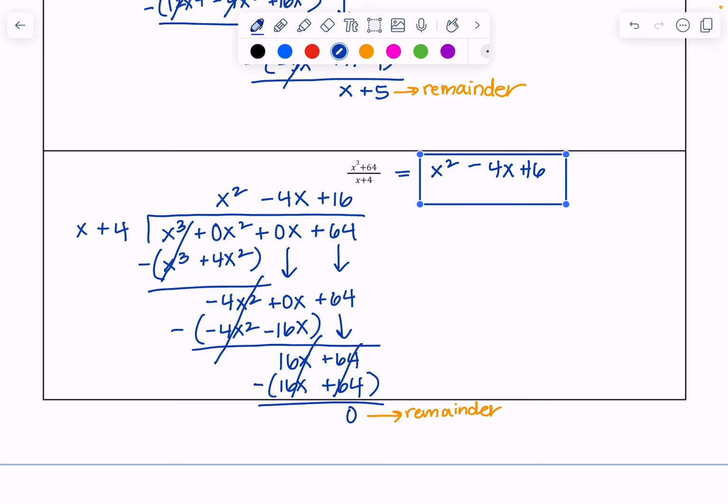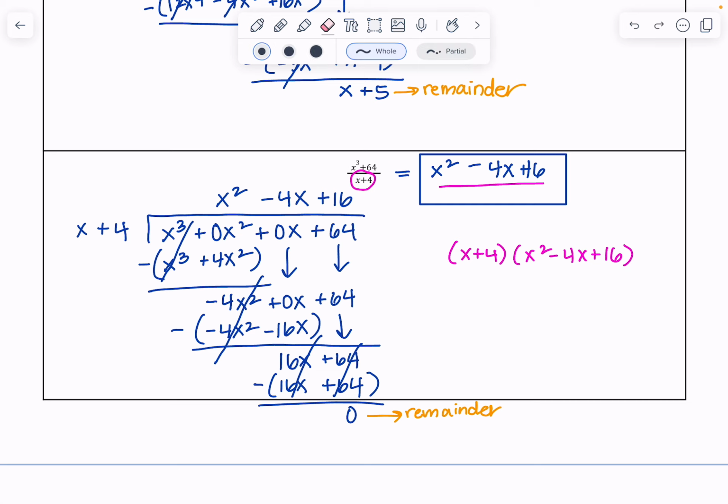I did want to make a point here that we're going to talk about a lot in the next video, but because this divides evenly, we can write x plus 4 and x squared minus 4x plus 16 as factors. So x plus 4 times x squared minus 4x plus 16. If I were to multiply those two together, I would get the x cubed plus 64 back. So division is a way of factoring as well.